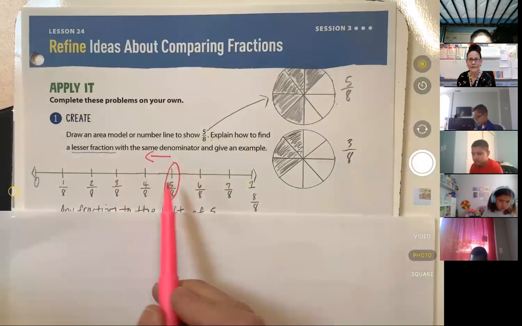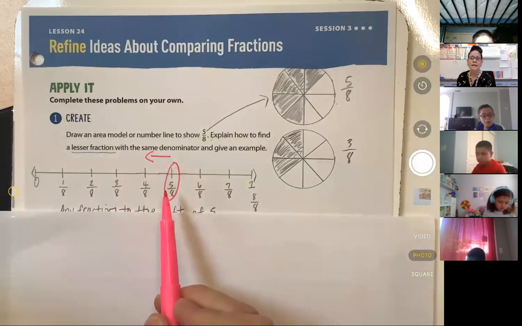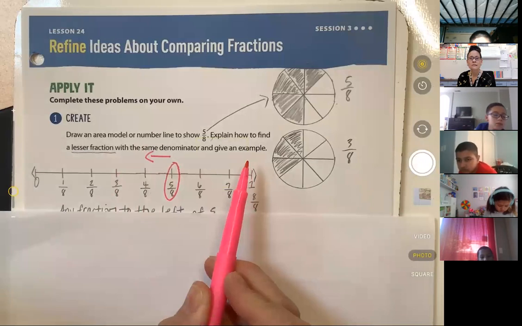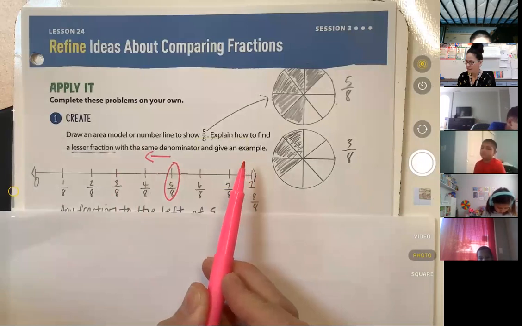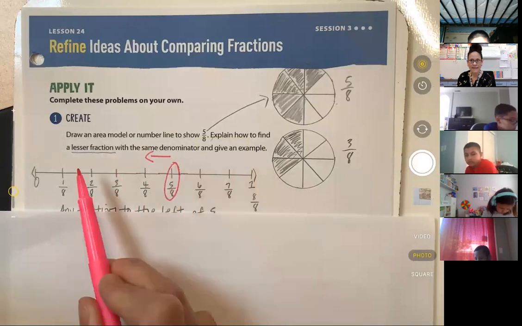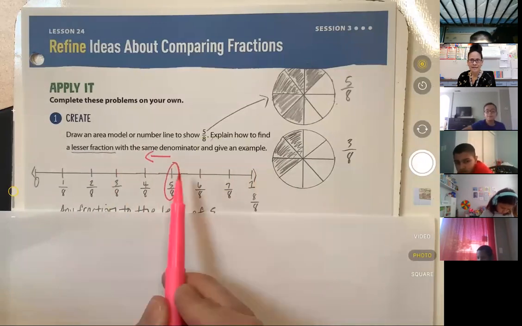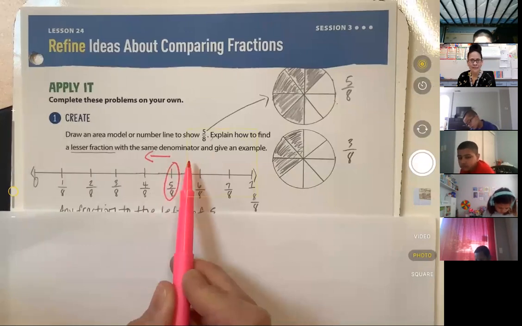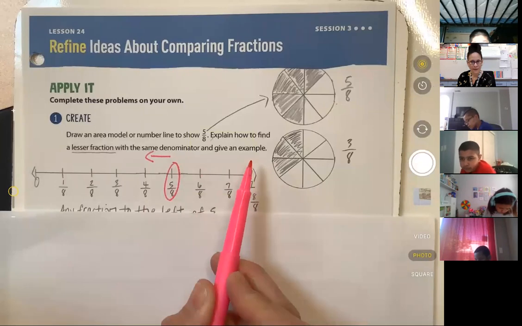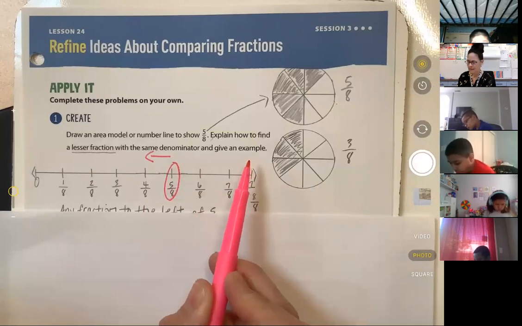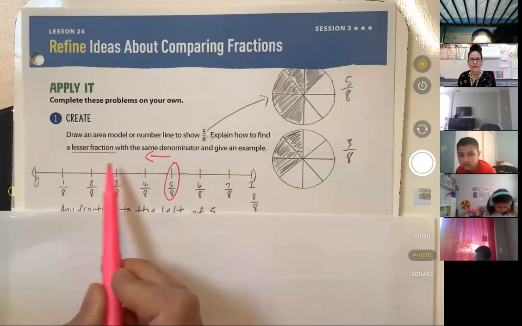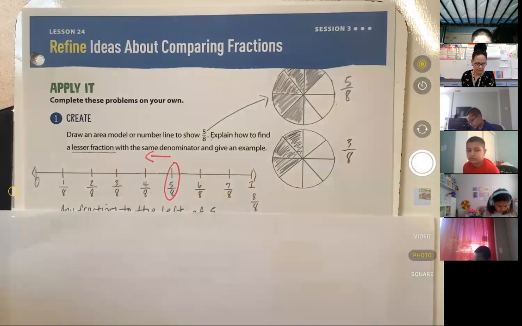Anything exactly 5/8 is equivalent. Anything to the right of 5/8 is greater than. So again, to the left, less than; exactly the same, equivalent; anything to the right, greater than. We were asked less than. So anything to the left of 5/8 is going to be less than.